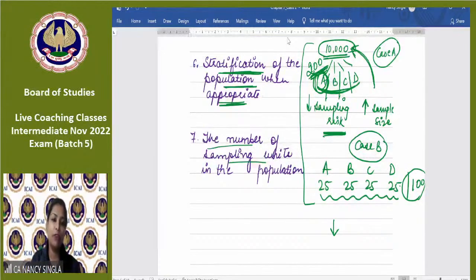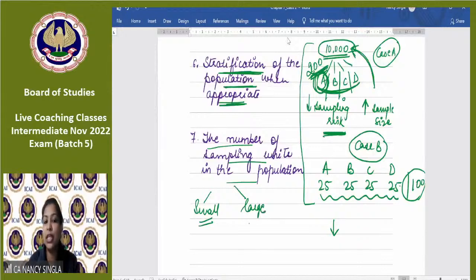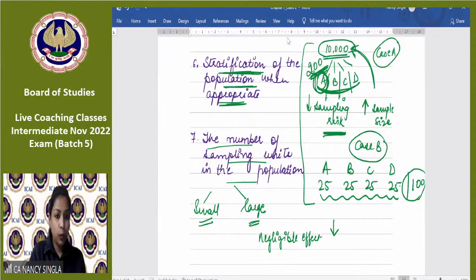And last, the number of sampling units in the population, and the answer is the same. In a small population it is recommended not to use audit sampling, and in case of a large population it is going to have what? A negligible effect. Negligible effect. Clear? Is it clear? Now what is the third point?